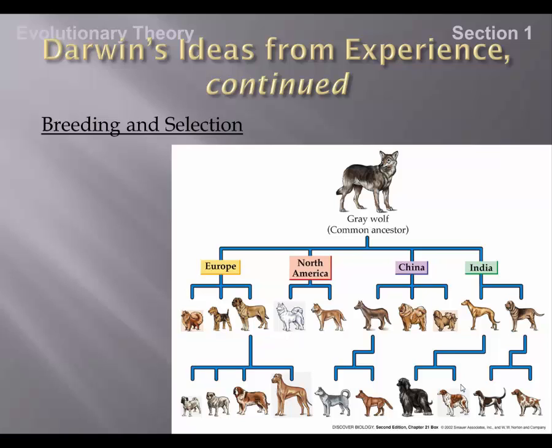So dogs, for an example, he studied that. And the idea was that we can breed for specific traits in dogs dependent upon the traits that we like. So if you wanted a smaller dog and you had two parents that had that trait, you would breed them together and you would end up with offspring that had similar traits.